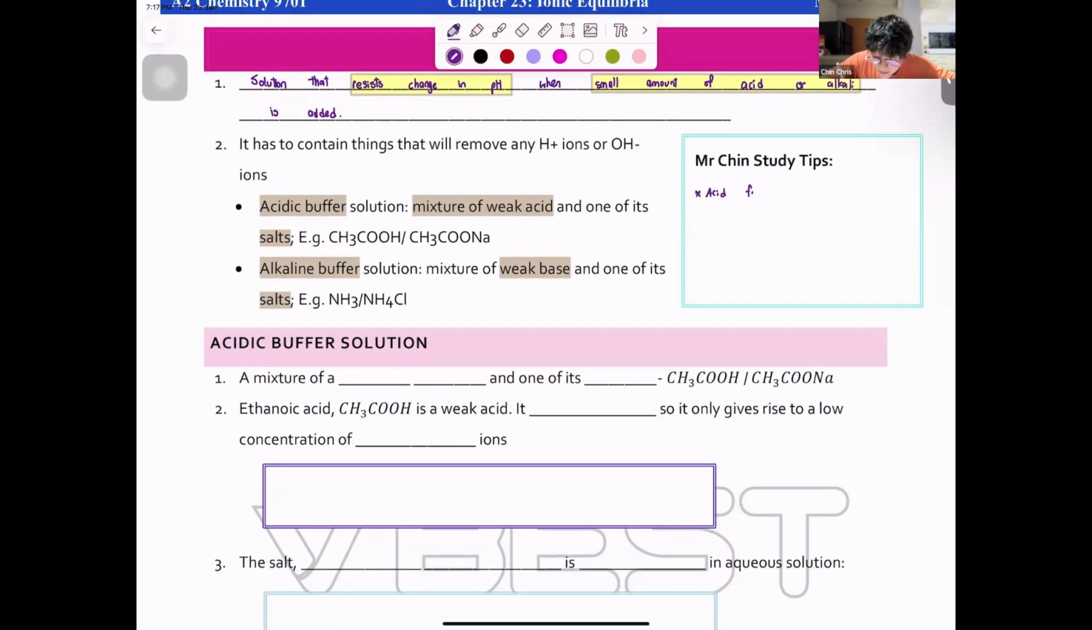Alright, guys, remember that acid always forms a conjugate base, and base always forms a conjugate acid. Done.